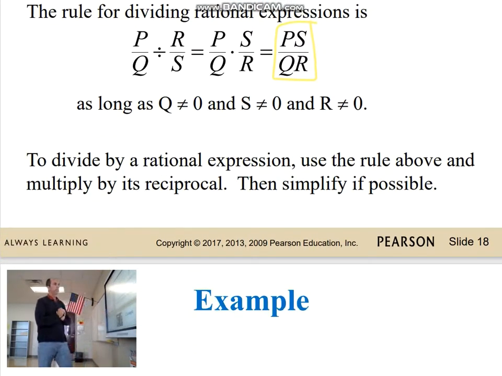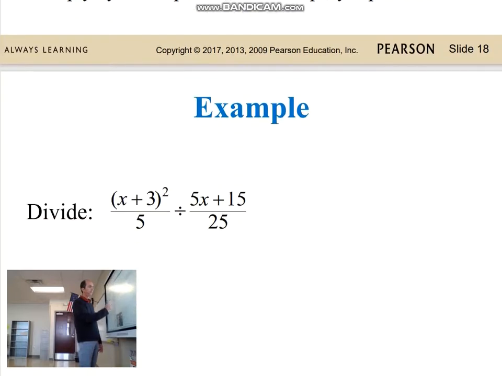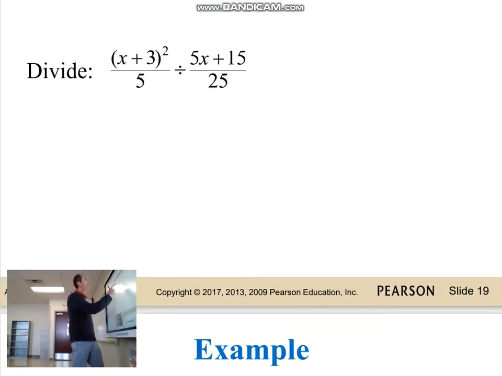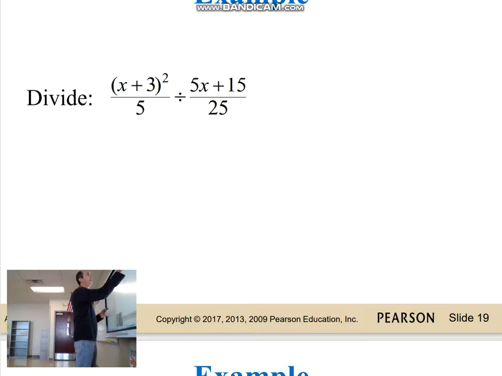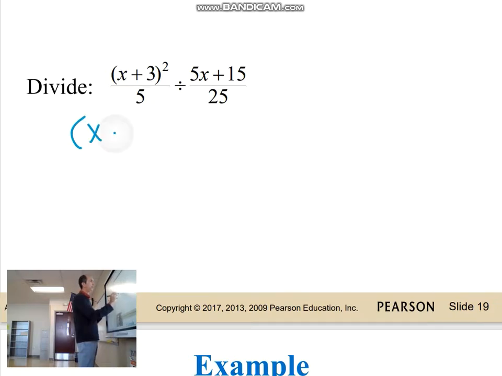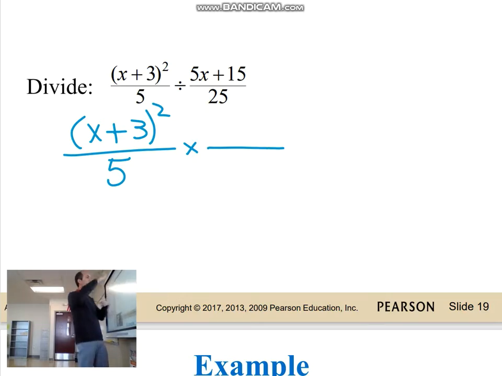To divide by a rational expression, use the rule above, and then after that, you multiply as we have done before. We follow the step by step of the multiplication and simplify if possible. Divide, and we have (x plus 3) squared over 5 divided by (5x plus 15) over 25. The first thing we have to do, well, keep the first rational expression as it is, don't change it at all. And the second one, you're going to transform into a multiplication. So you will reverse, you're going to flip it: 25 over (5x plus 15).